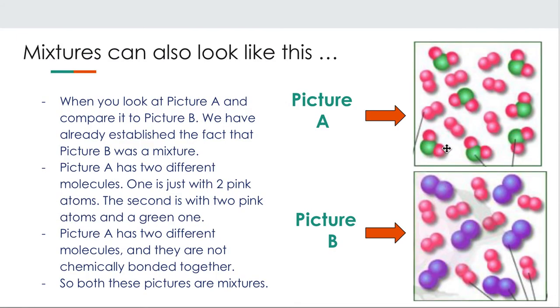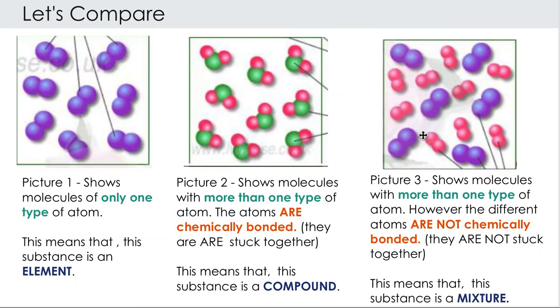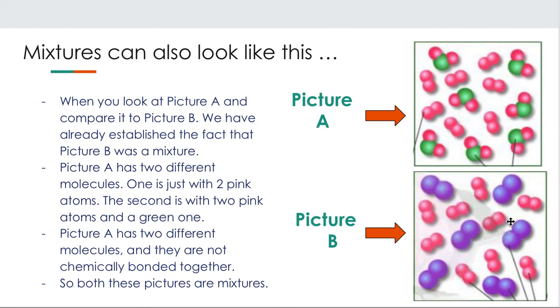Now I explained to you how a mixture looks, but there's another way that mixtures can also look. For example, when you look at picture A and compare it to picture B, we have already established that picture B is a mixture, from the last slide. Picture B is picture 3, same thing. So when we go back, this is a mixture. Now this will also be considered a mixture.